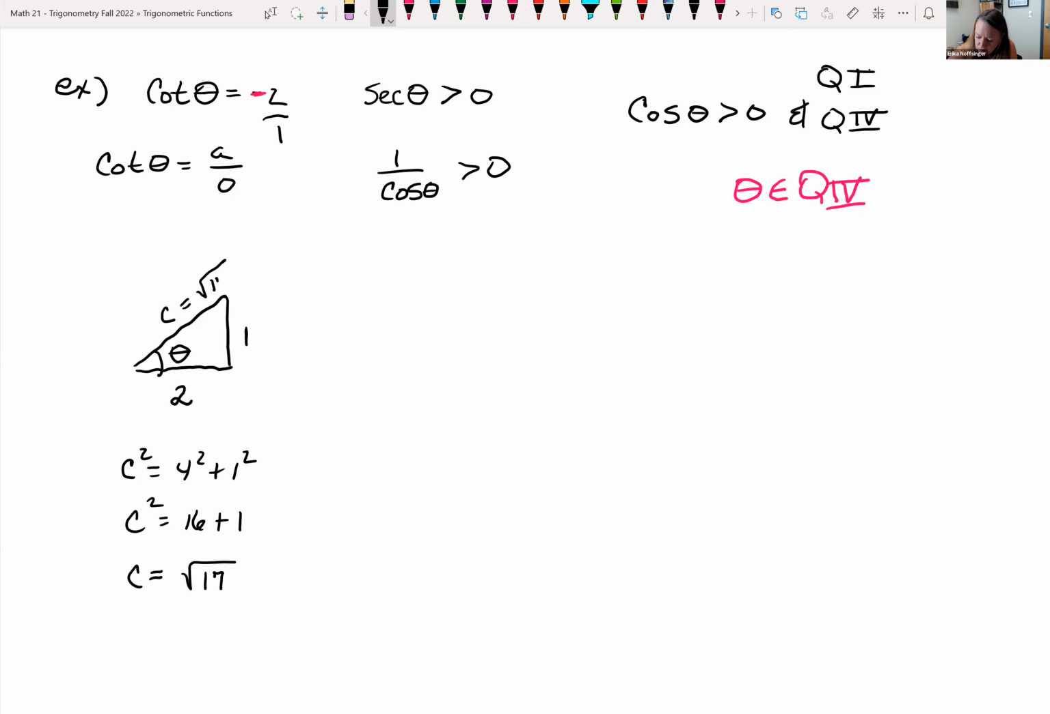So now using that, I can figure out what the rest of my trigonometric functions are. So cosine theta, just looking off of my triangle, I know is positive because theta is in quadrant 4. Adjacent is 2 all over the hypotenuse, which is root 5. And so rationalizing my denominator, I get cosine theta is positive 2 root 5 all over 5.